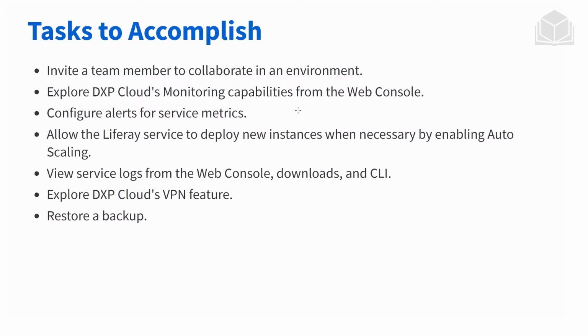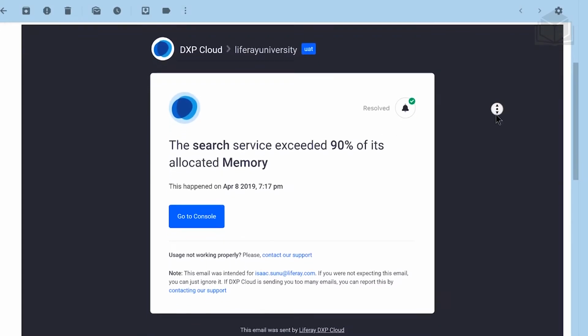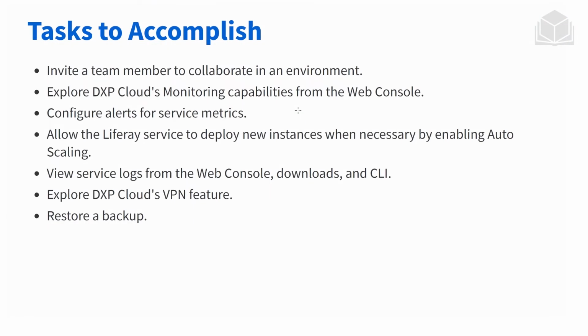Along those lines, there are a number of different tasks that we're going to be looking at. Again, the first one is seeing how we get people into the DXP Cloud world. The rest of these tasks are in regards to the monitoring tools. How do we get alerts to let us know things are about to go south or about to explode, right? So how do we get notified about that?